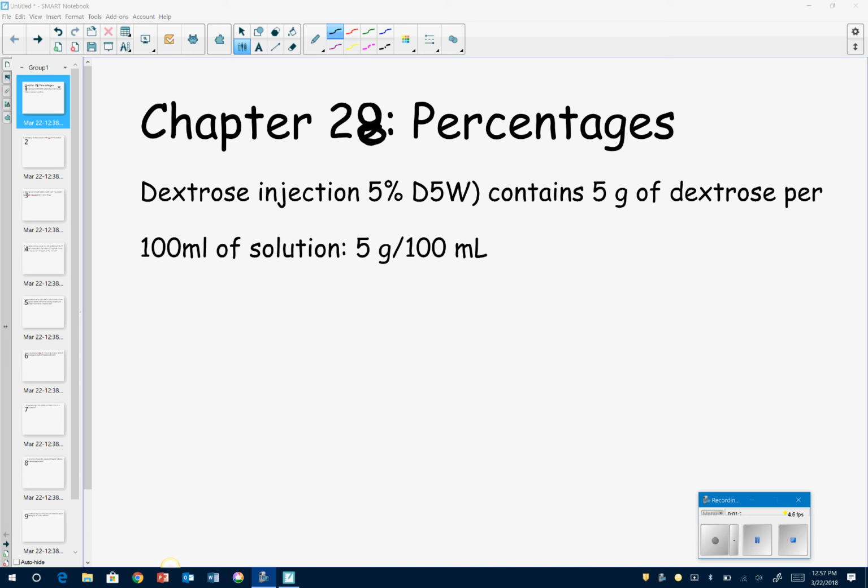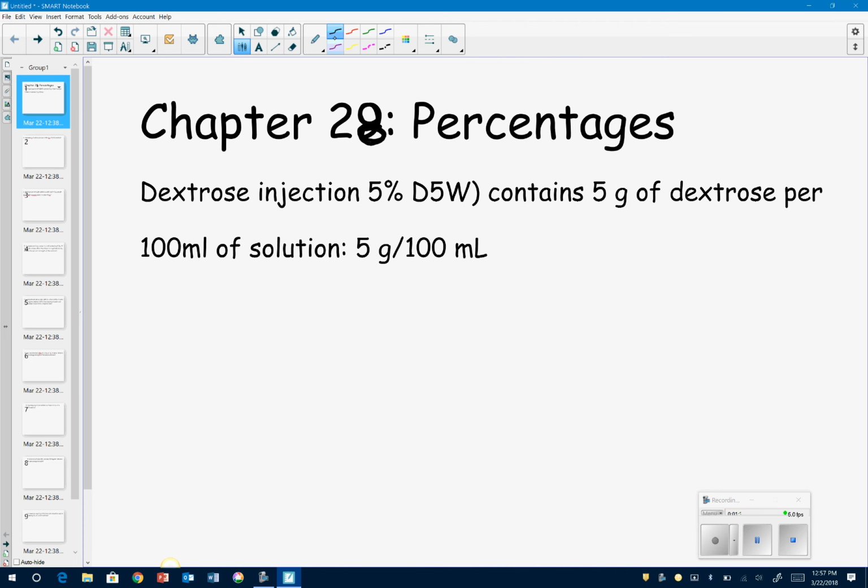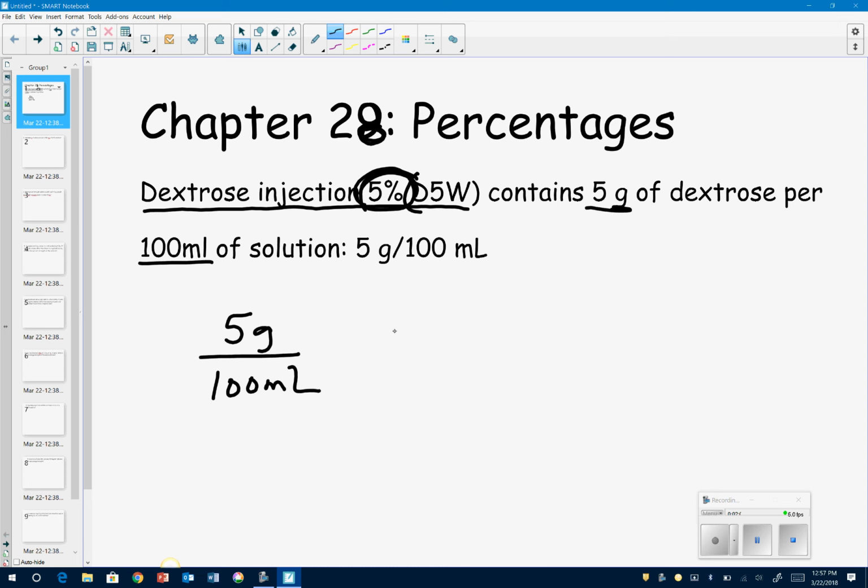Okay. So if you look here at the board, you have dextrose injection 5%, which is also known as D5W. It contains, because the 5% would always be grams, 5 grams of dextrose. When you do a percent, you take it out of 100, so out of 100 milliliters. So if they just give you 5%, you know that that is 5 grams over 100 milliliters. Okay, so your percent is always going to be in grams, and it's always out of 100 milliliters.